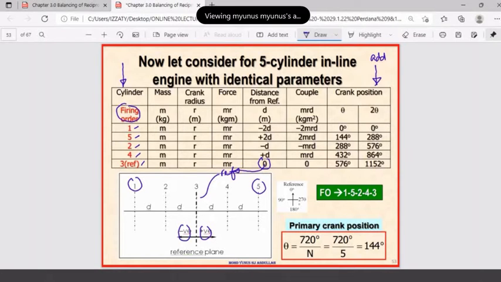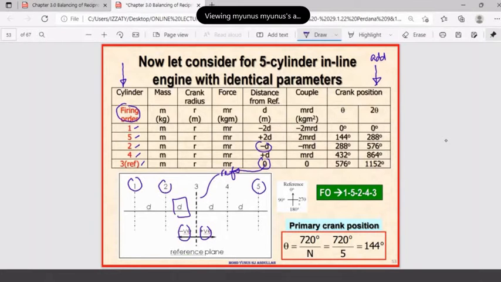So the next thing is that every cylinder is referred to cylinder 3. For example, 2 to 3 is d, so cylinder 2 here is negative d, and so on and so forth. Remember, the reference plane is the symmetry of the engine, where you cut it into two parts and it falls at the center.